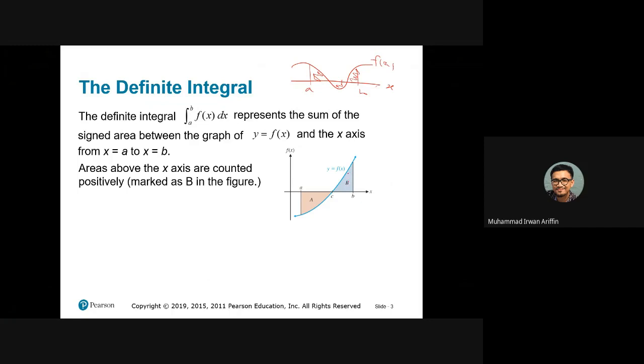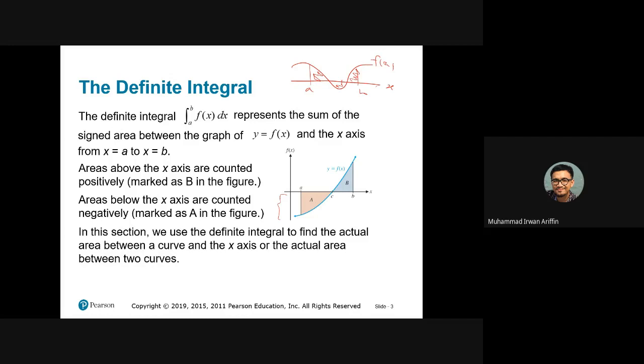Okay, because the height is measured in positive numbers, while the area below the x-axis will be counted negatively because the height of these rectangles is measured negatively, as they are below the x-axis. So in this section, we're going to use the definite integral to find the actual area between a curve and the x-axis, or the actual area between the two curves. And make sure the areas are always non-negative quantities. Area can never be negative.